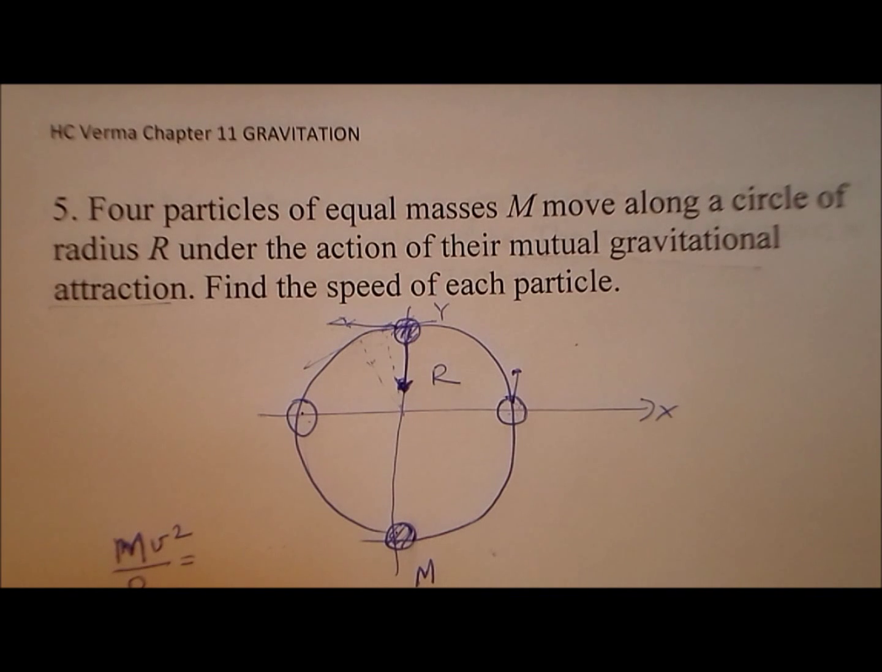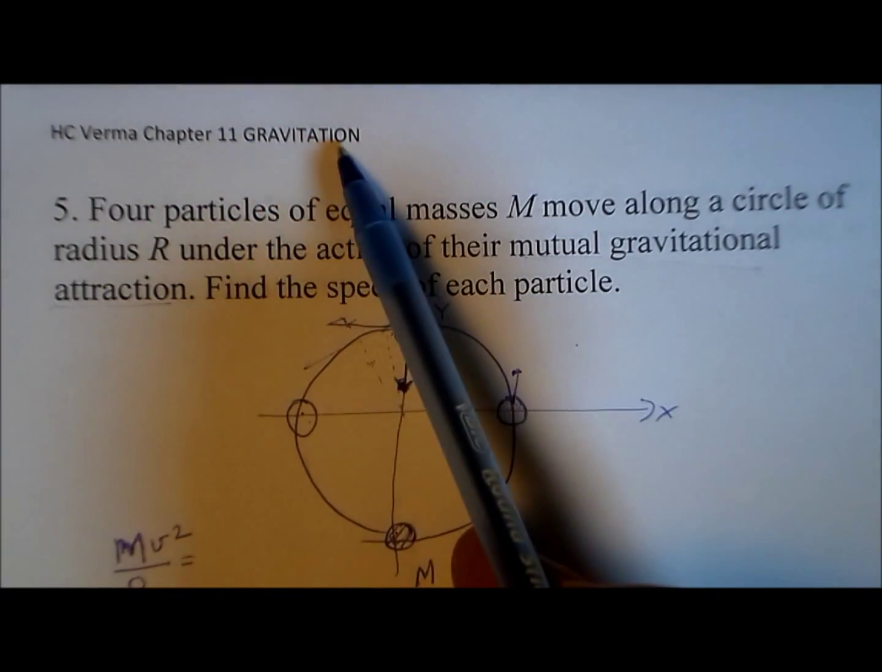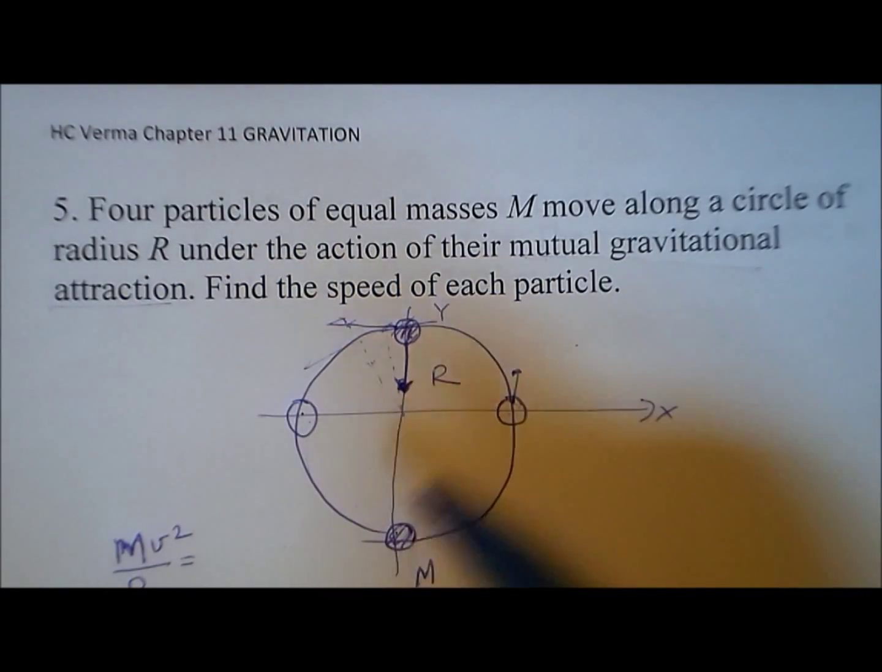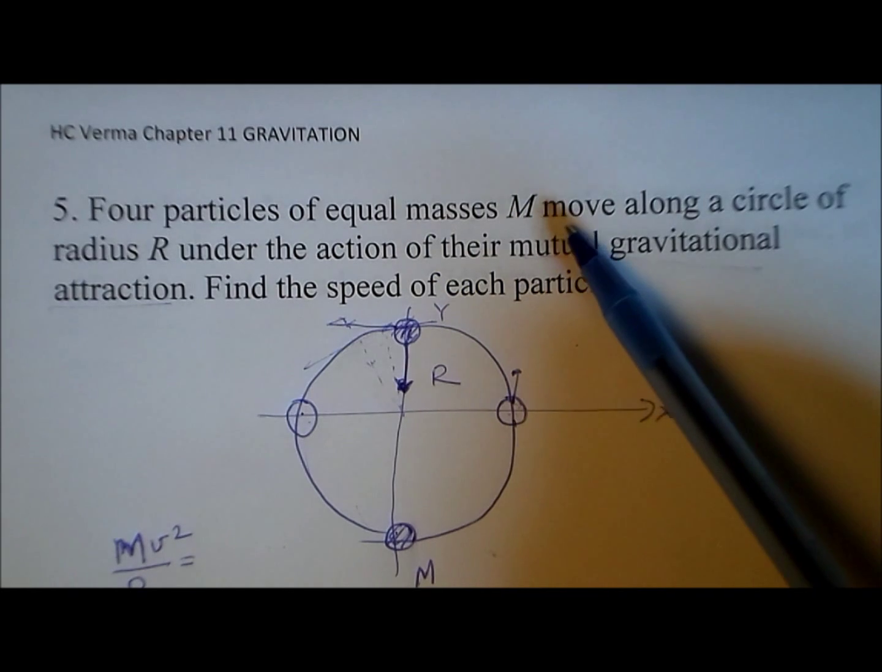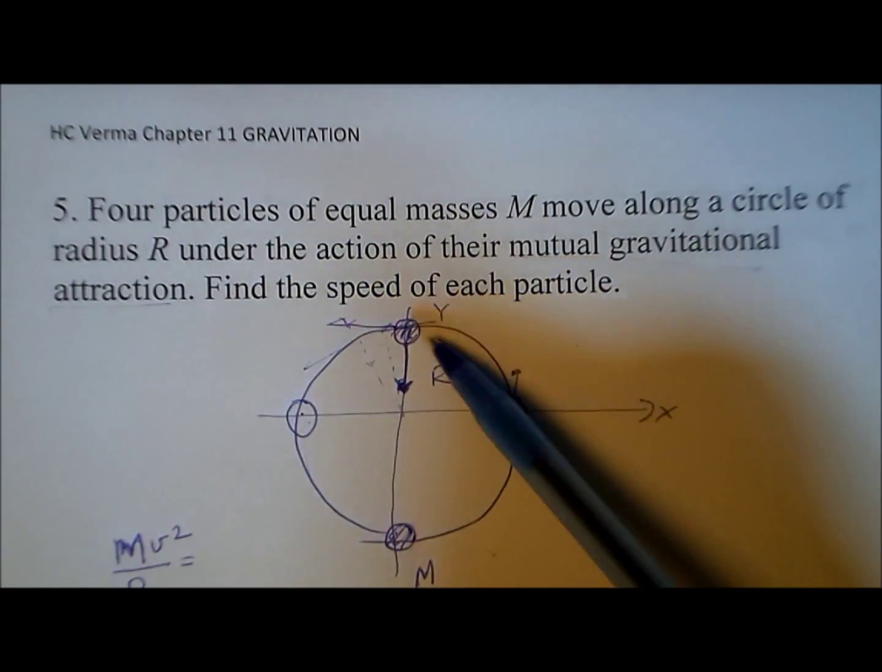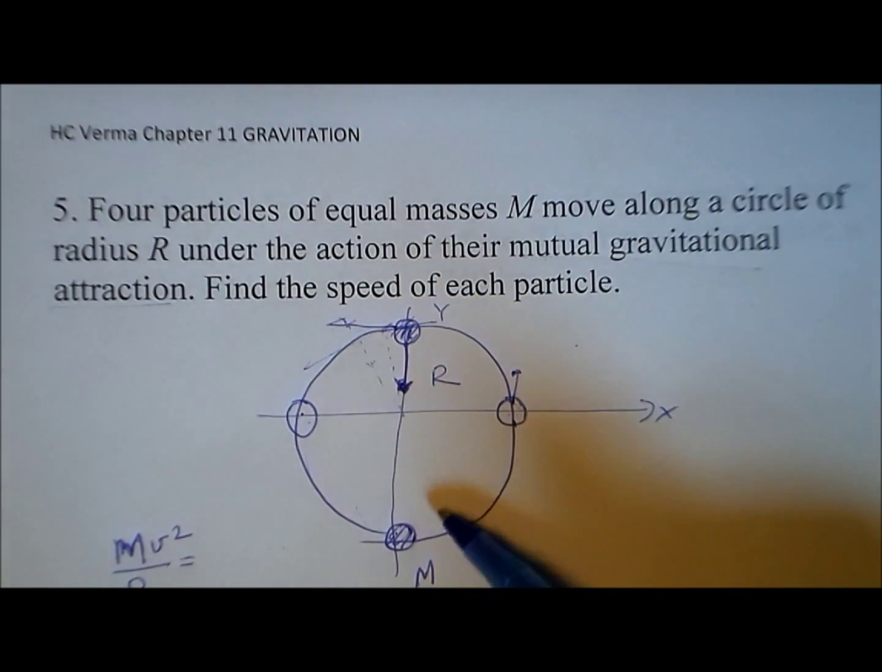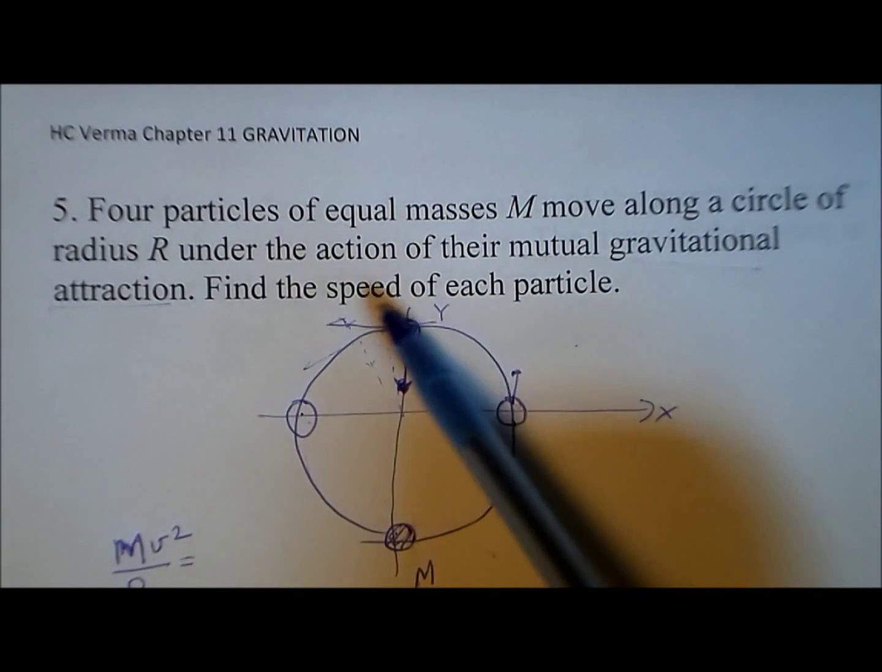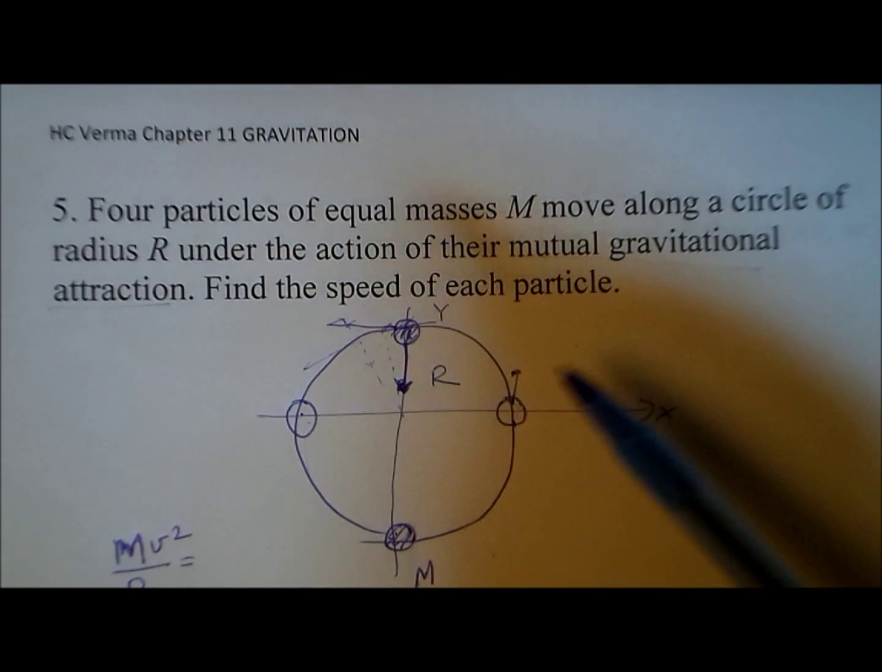So this is problem number 5 from SC Verma's physics in chapter 11 of gravitation. There are 4 masses. They move along the circle of radius r under the action of their mutual gravitational attraction, and we need to find out the speed of each particle.